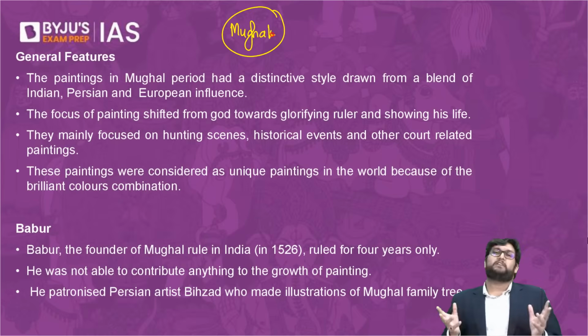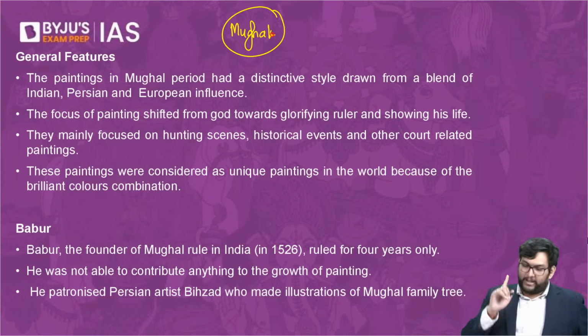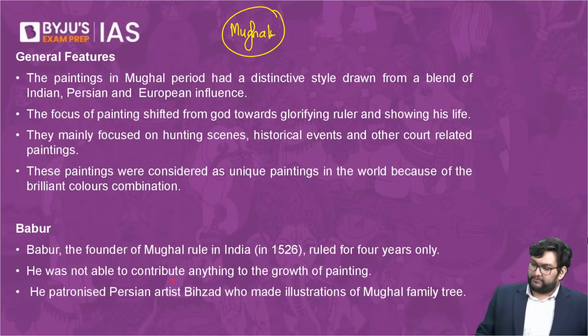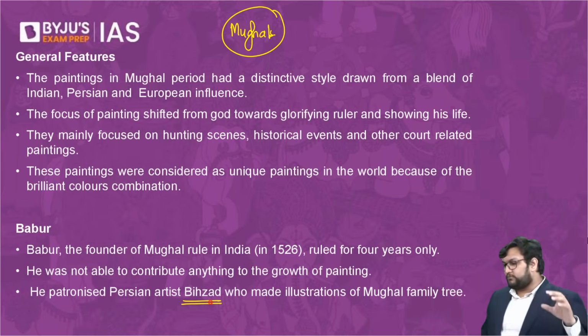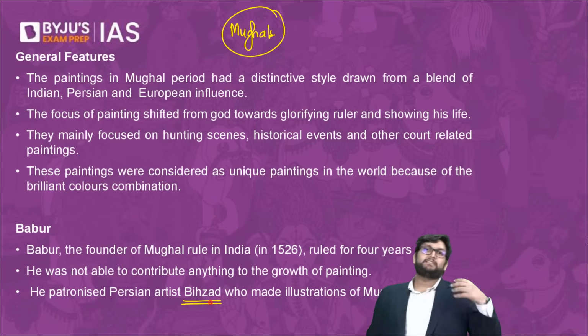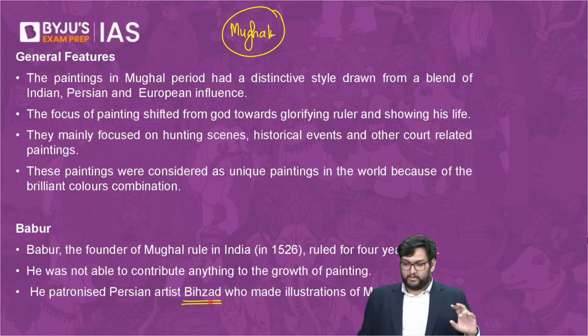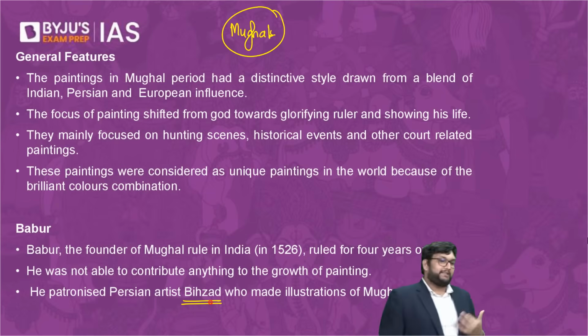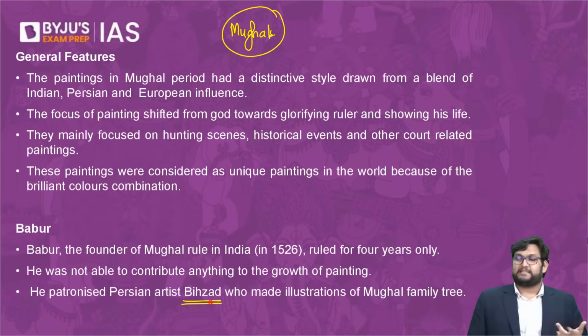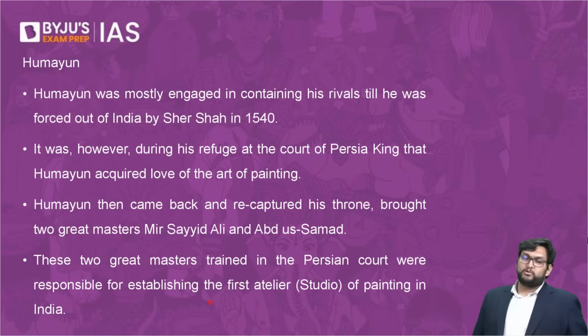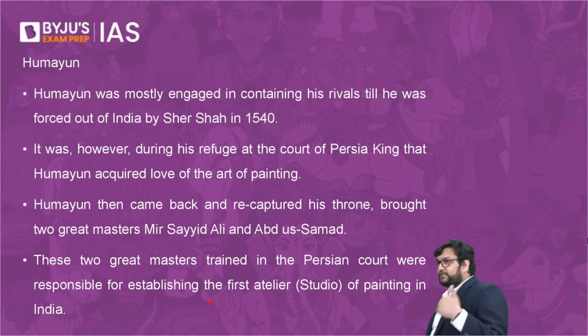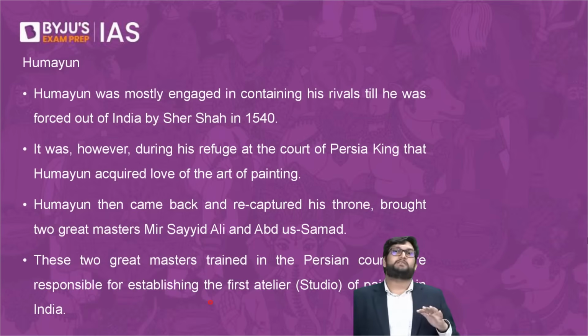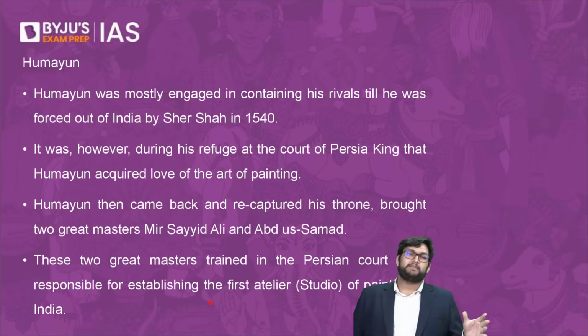Now, Babar obviously did not have the time to commission paintings, but he had one painting made by a person called Bizhad, which was the Mughal family tree, his ancestry with Tamanni Khan. That is how he is linked to the whole Timurid tradition, and that is why we know so much about Babar and his ancestry. Now, Humayun, when he was in India, had no orientation towards painting. Rather, he was a very bookish person who loved his libraries.